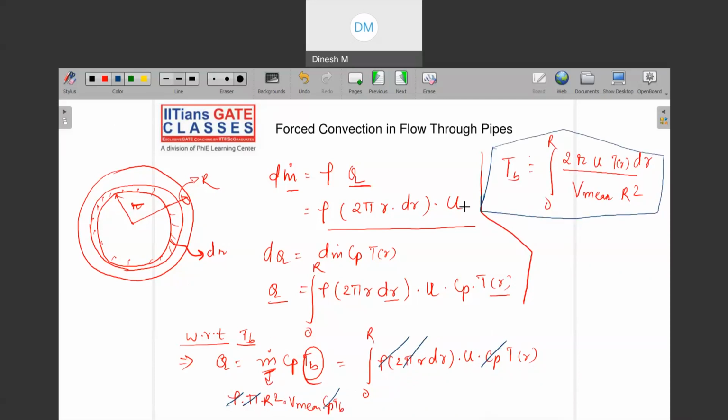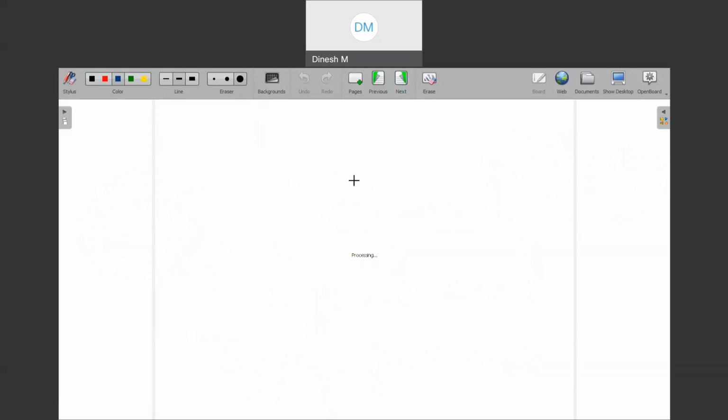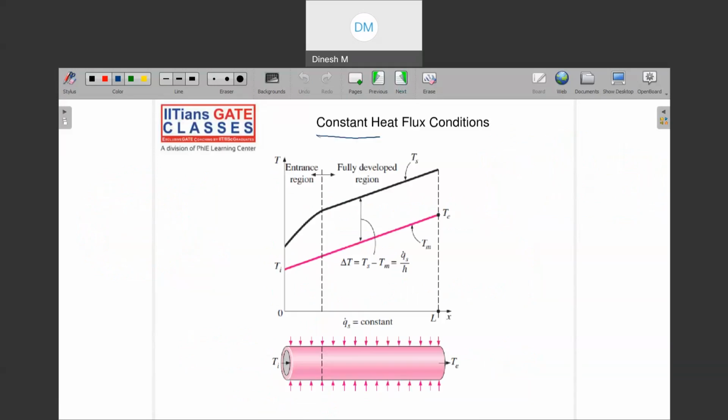Okay. Then with respect to the flow conditions, like with respect to the boundary conditions, like how you are providing the heat to the flowing fluid, we have two conditions. One is called constant heat flux conditions.